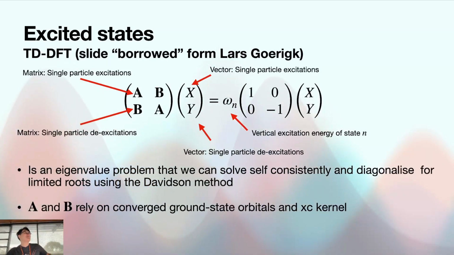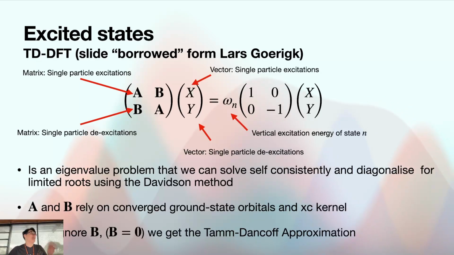A and B rely on converged ground state orbitals and the exchange correlation kernel. So this is quite specific to DFT, though there are linear response formalisms for non-DFT methods. And if we ignore B, then we get the Tamm-Dancoff approximation, which I will touch on, I think, at the very end.